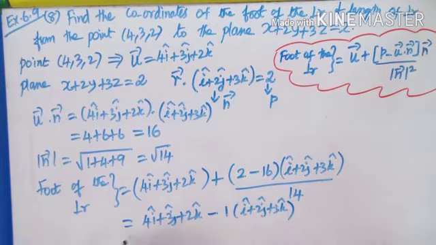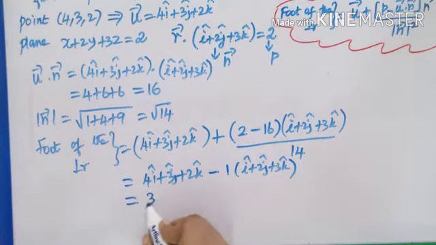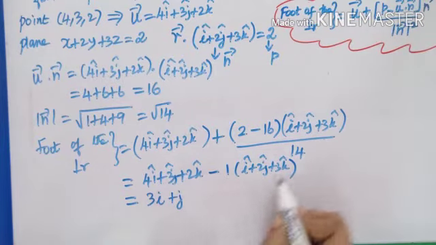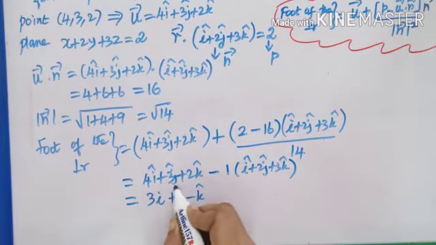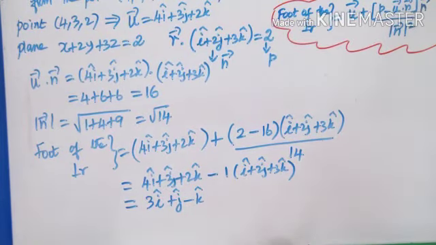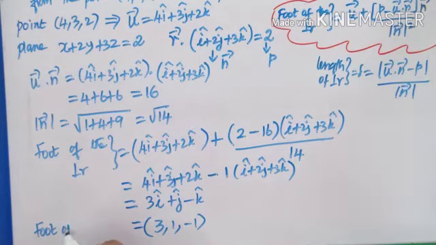As I subtract, my answer is 4i minus i is 3i, 3j minus 2j is j, 2k minus 3k is minus k. So this is the foot of the perpendicular. Writing it in point form, it is (3, 1, minus 1). So we call foot of perpendicular a point, which we are writing in point format.